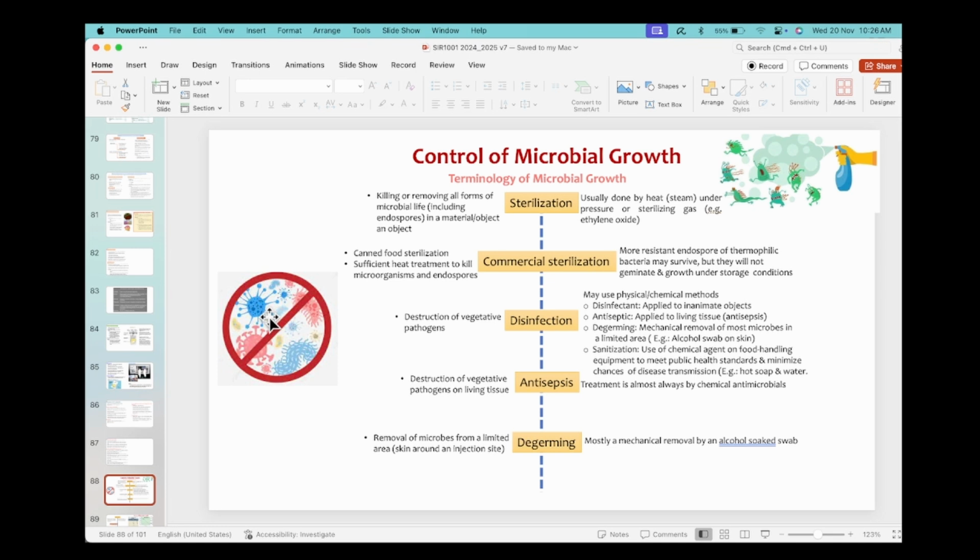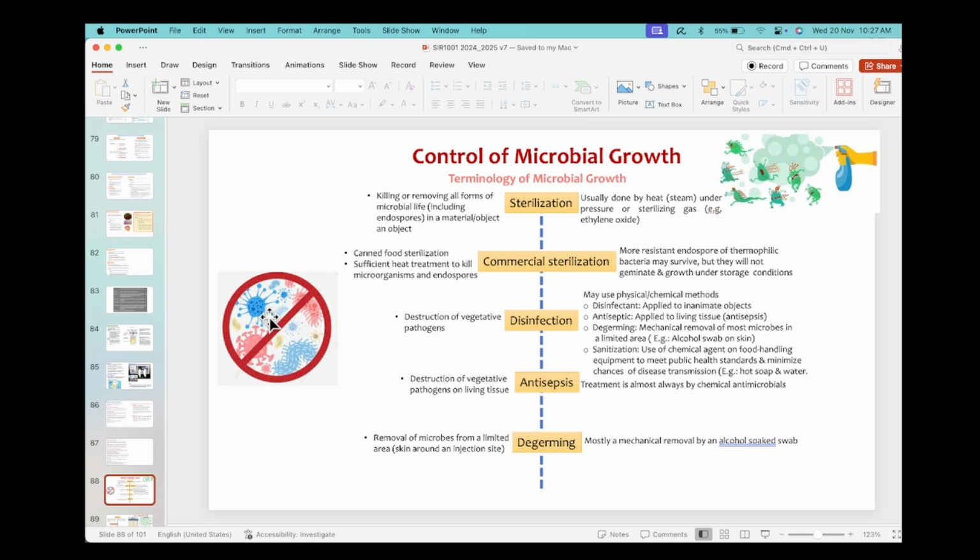We move on to the last section, I think, control of microbial growth. There is some terminology here that you should know. First is sterilization: killing all forms of microbial life in a material or object. Usually done by heat, under pressure, or sterilizing gas.